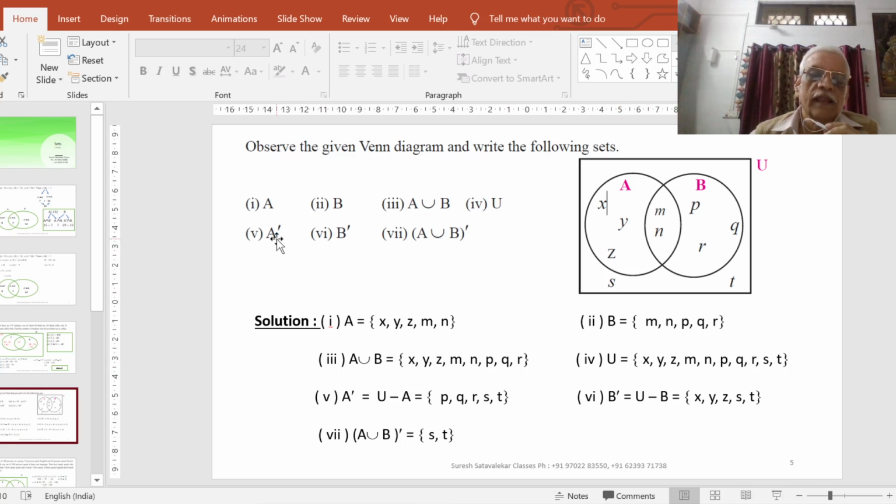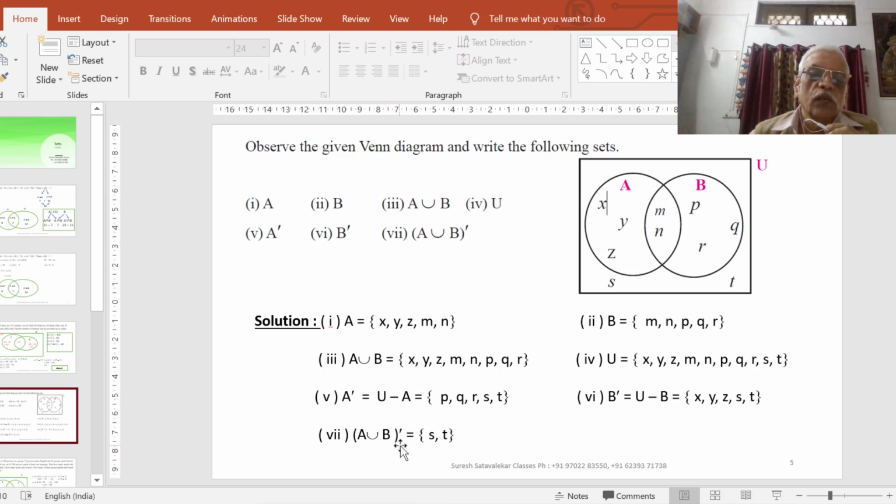Now A dash. A dash will mean from the universal set, you take out the elements in the set A, U minus A. So from U, if you delete these elements, you are left with P, Q, R and S, T. P, Q, R, S, T is A dash. Then you want B dash. B dash means from the universal set U, you take out the elements in B. So you are left with X, Y, Z, S, T.